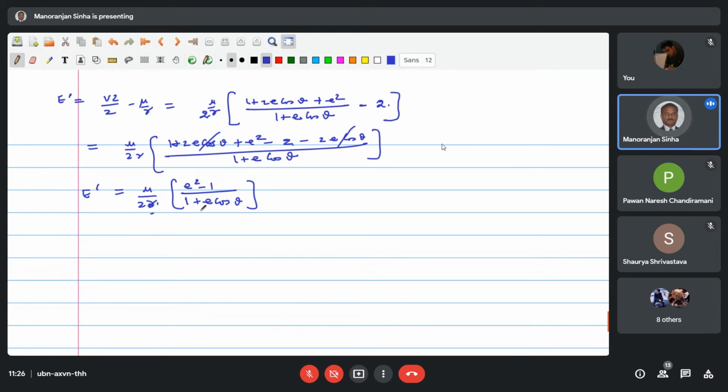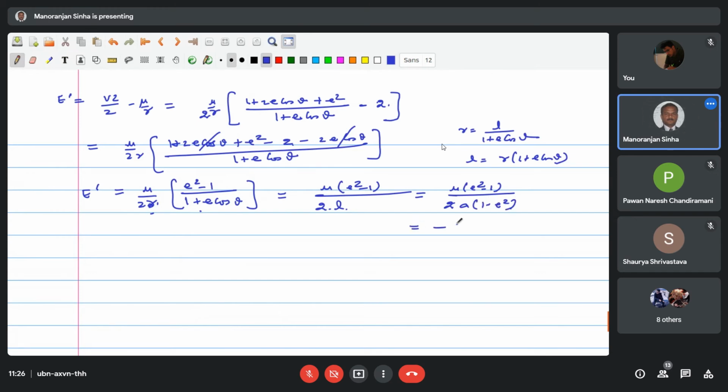And r times 1 plus e cos theta, r equal to L by 1 plus e cos theta. We can replace it here. 2 times L, 2 times L equal to a times 1 minus e square. So this gets reduced to minus mu by 2a. So this is a rigorous way of doing it.